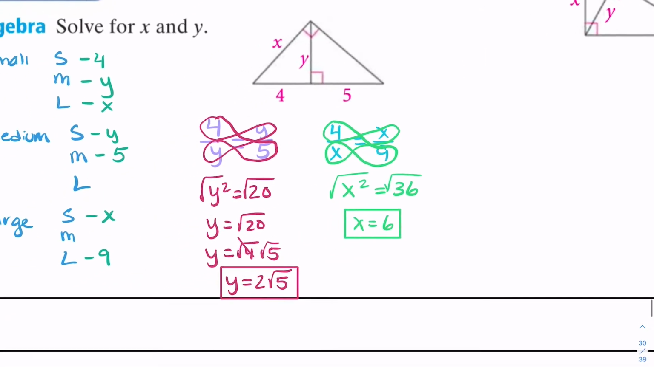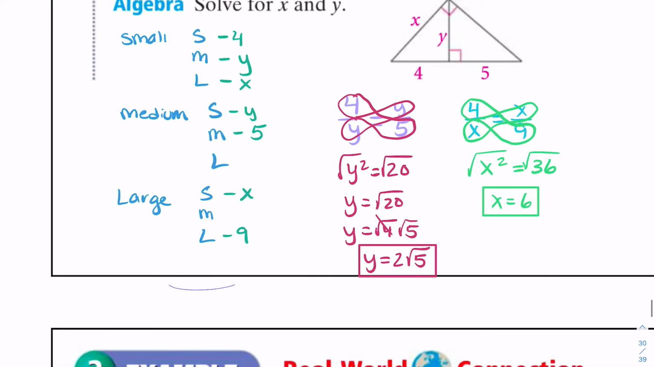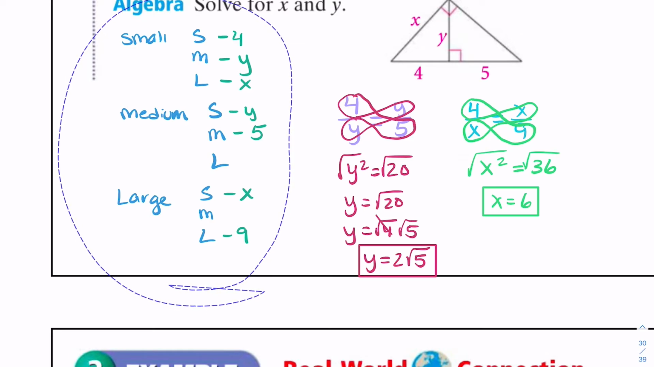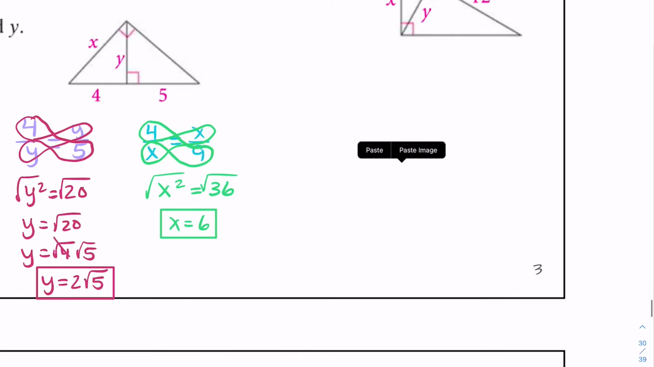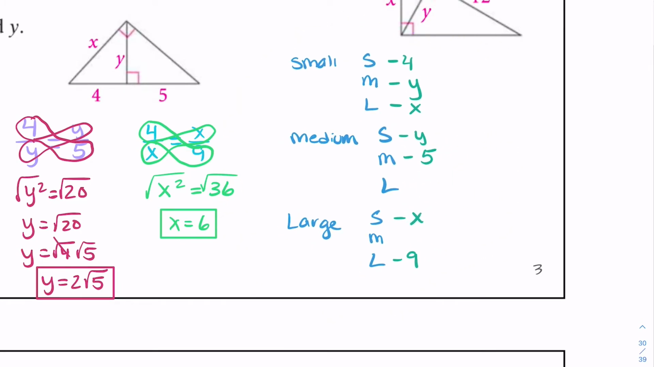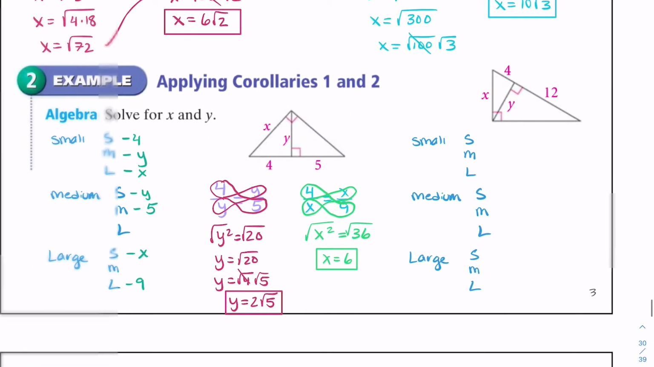All right, so again, I'm going to take my small, medium, and large. I'm literally going to copy this, save some time here, and paste it right here. I'm just going to change the values. What are they giving me in this one? Ooh, I'm going to move this over.